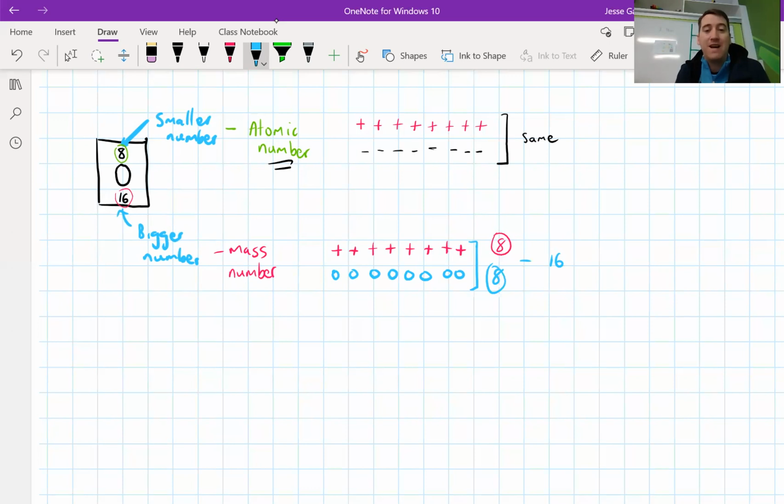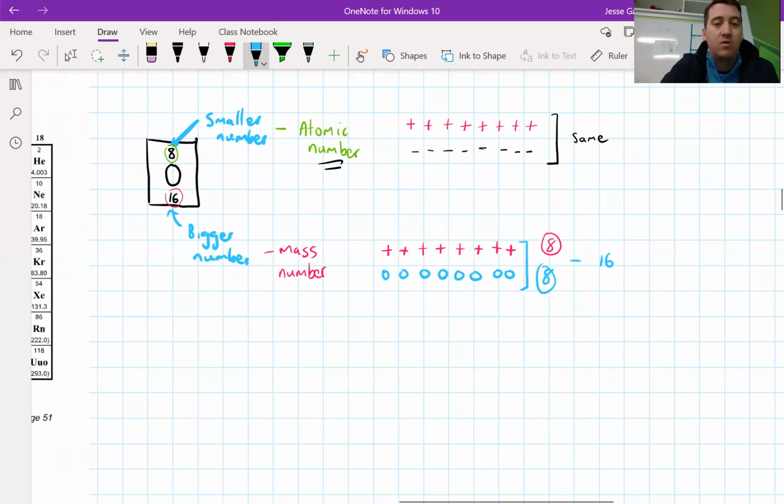The bigger number is the mass number and it tells us the total mass of the atom and what contributes to the mass. The protons do, and so do the neutrons. Each proton and neutron has a mass of 1, which means we have to have 16 particles here altogether. We have 8 protons, so the other 8 must be neutrons. All right, so that's a lot of information there straight away.